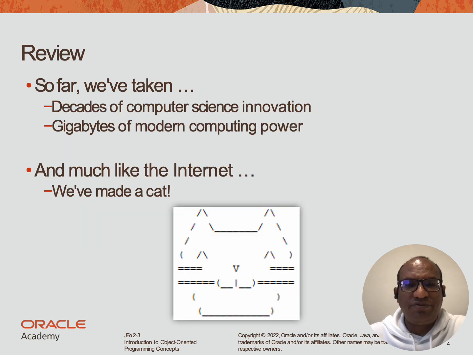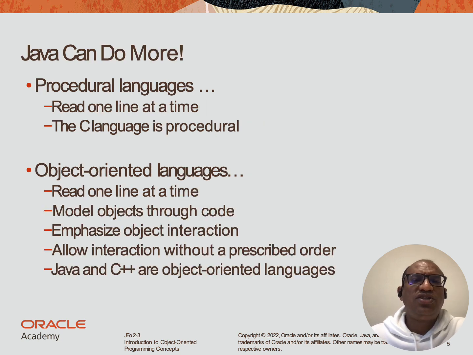Let's reflect for a moment. After all the computing power and clever code we've built, a cat. That playful moment reminds us programming starts small but grows powerful. Of course, Java can do much more. It's time to explore how it supports modern programming styles like object-oriented programming.